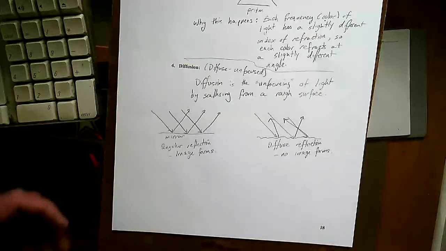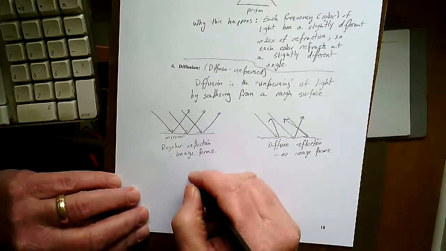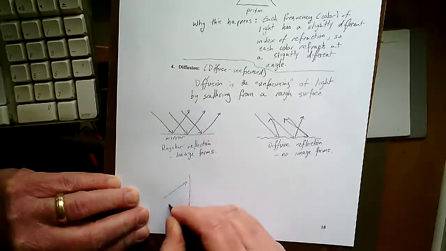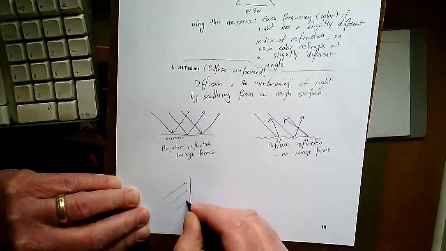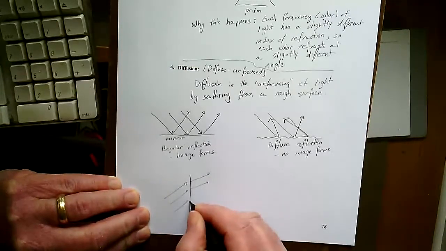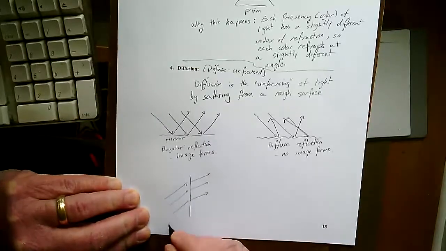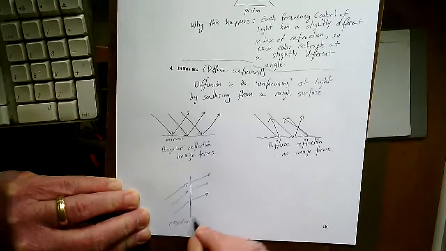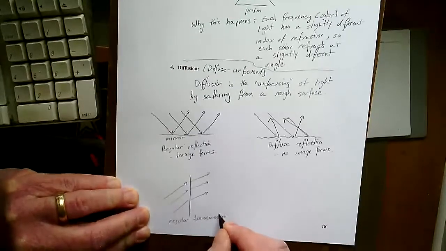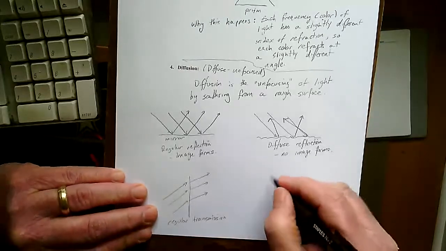Now, this can also work for transmission when it goes through. All right, so if I have a piece of glass like this, light that comes in parallel, it's going to bend because it refracts, but it's all going to refract at the same angle like that. And we would call this regular transmission. Okay, like when I look through a window, I can see what's on the other side.